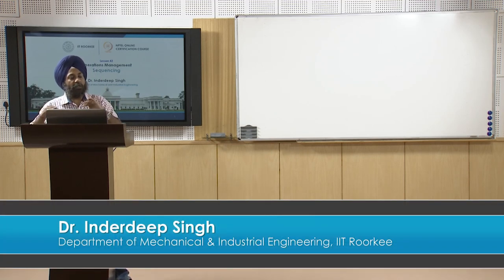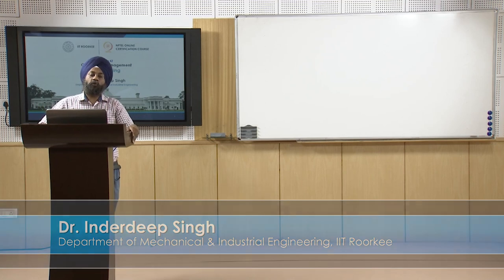Then the flow time has to be minimized. We have to minimize the time the job spends on the shop floor. Many times it will be waiting to be processed, so that time has to be minimized. And then the work in process inventory has to be minimized. The job shop floor must not be cluttered with a lot of work in process inventory, and the idle times of machines and workers also have to be minimized.